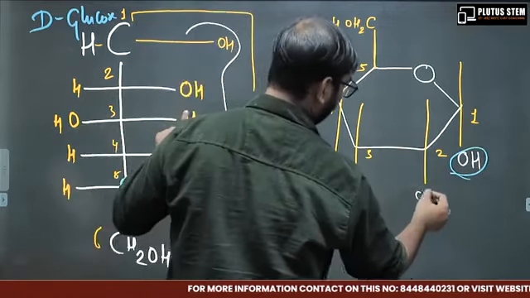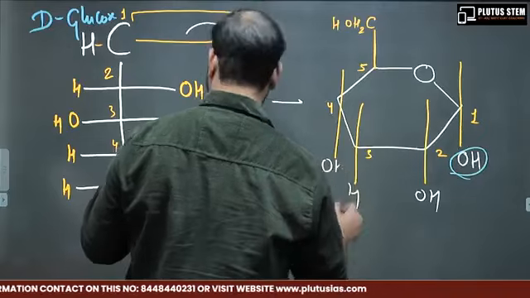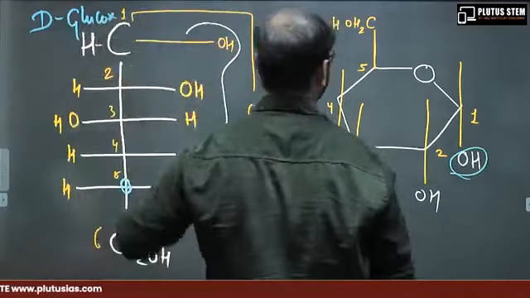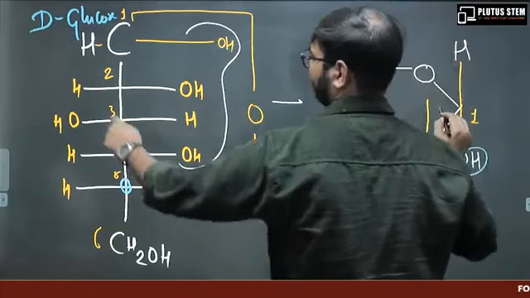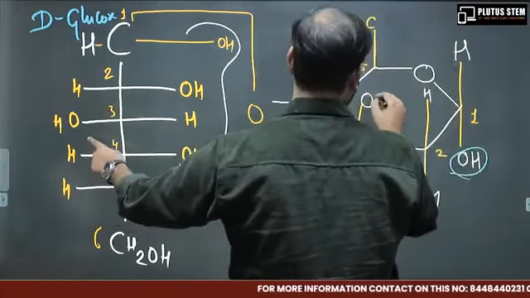OH again downward of the plane, hydrogen downward of the plane, OH downward of the plane. Whatever the groups that are now left, they will all be marked above the plane. So for the first case, hydrogen outside of the ring. For the second carbon, it is again hydrogen. For the third carbon, it is OH group.